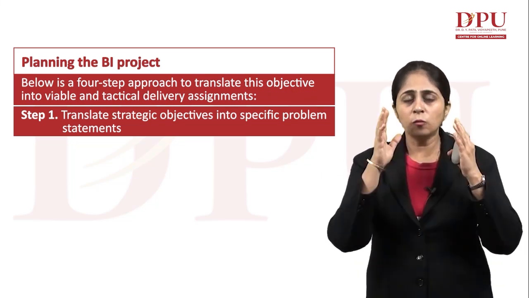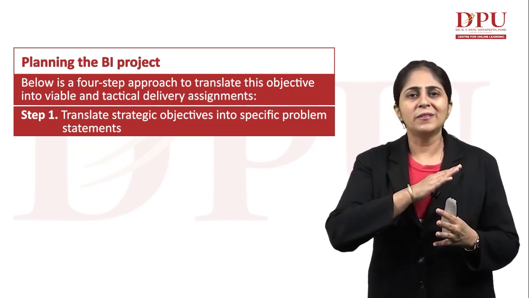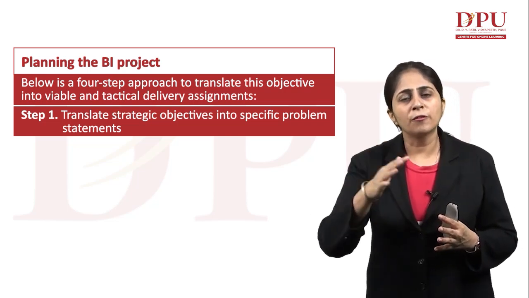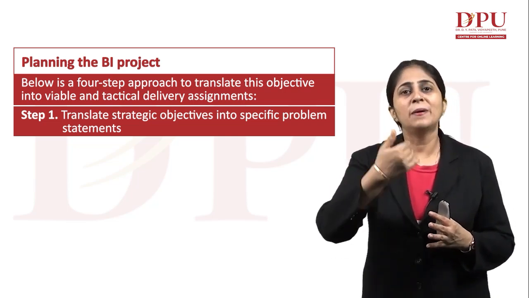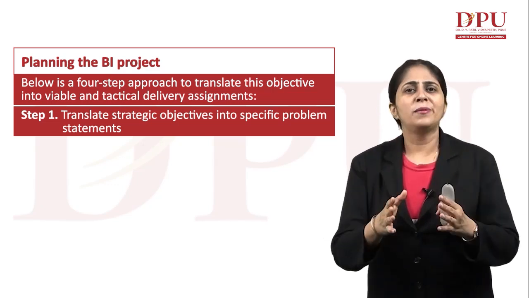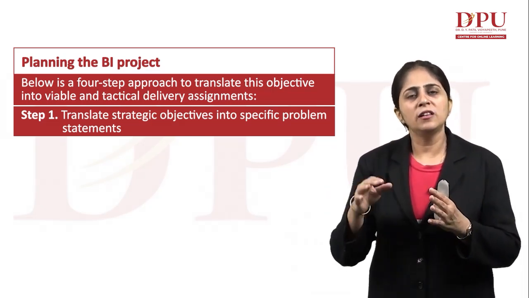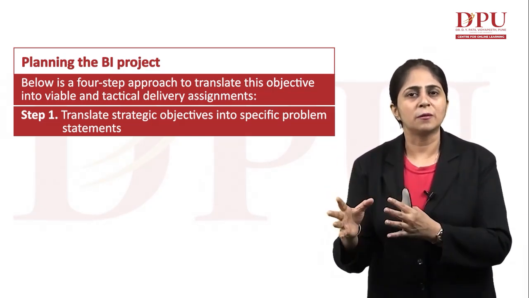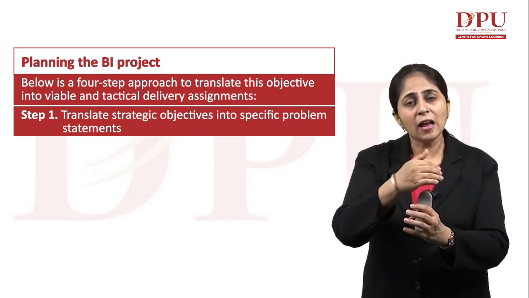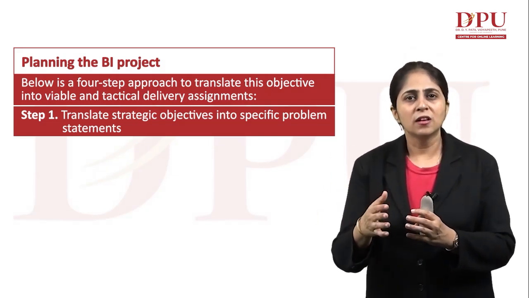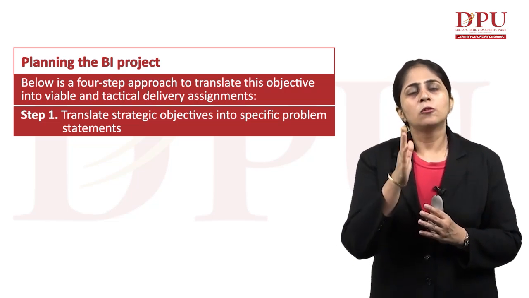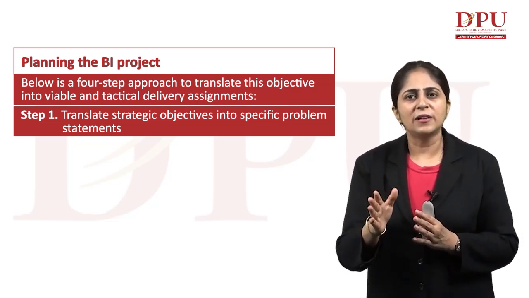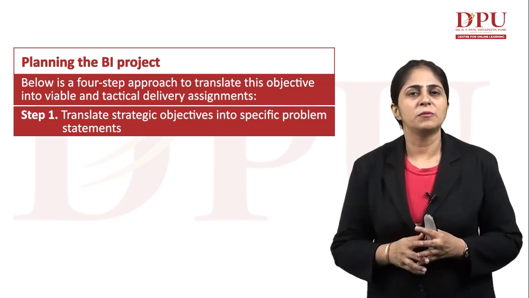That means we have to decide what our objective is. Suppose our objective is to make a profit of 20% in the company by next year. So this objective has to be laid down in the form of a specific problem statement: this is our problem and this is how we are going to achieve it. So the very first step would be to translate the strategic objective into the specific problem statement.